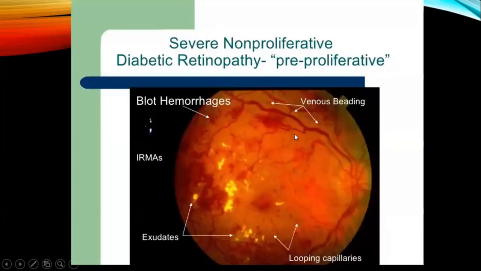And this is again a patient with a lot of intraretinal hemorrhages, a lot of exudates all around, and a lot of microaneurysms and hard exudates, looping capillaries, and some venous changes, venous beading here. So this patient has severe NPDR.